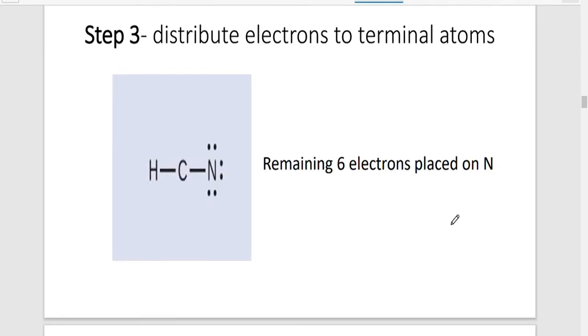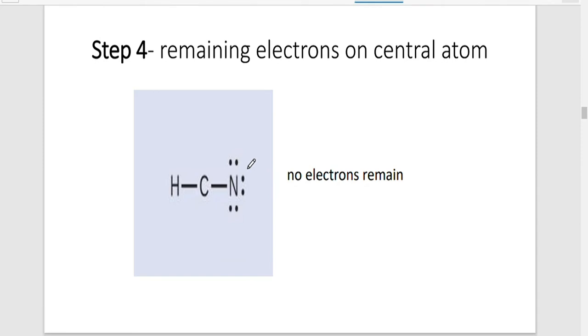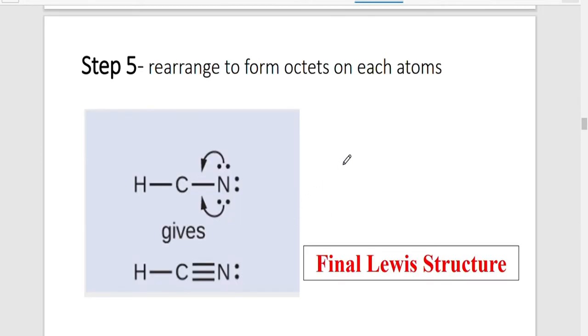Step 3, we need to distribute the electrons to terminal atoms. Hydrogen can only accommodate 2 electrons, so we distribute the 6 remaining electrons on nitrogen. Step 4, the remaining electrons on the central atom. Since there is no remaining electron, this is our structure in step 4. And step 5, we need to rearrange these electrons to form octets in each atom.